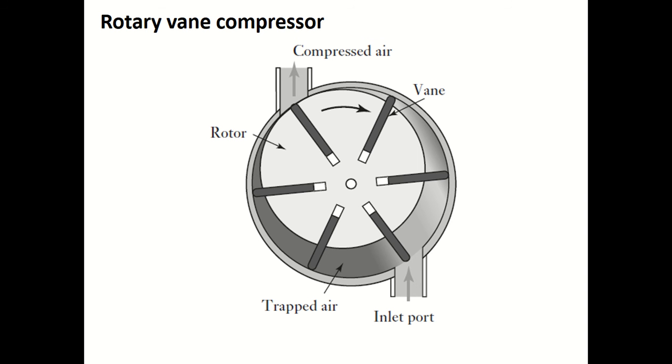You can see a nice schematic diagram of a rotary vane compressor. This compressor has a rotor mounted eccentrically in a cylindrical chamber as shown in this figure. The rotor has blades, called vanes, which are free to slide in radial slots, with rotation causing the vanes to be driven outwards against the walls of the cylinder.